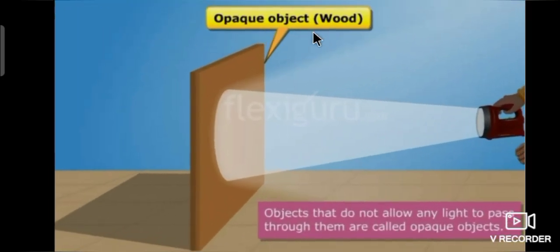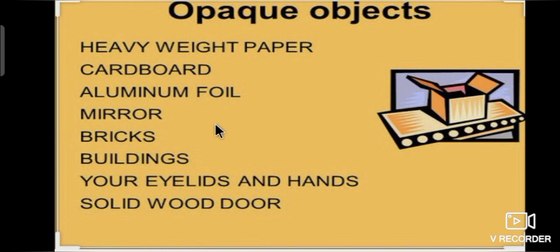Second one, opaque object. Objects that do not allow any light to pass through them are called opaque objects. See the picture, students. So wood is an opaque object. Let's see the examples of opaque objects. Heavyweight paper, cardboard, aluminium foil, mirror, bricks, buildings, your eyelids and hands, solid wood door. These are the examples of opaque objects.